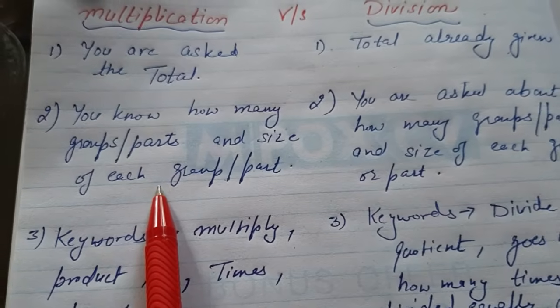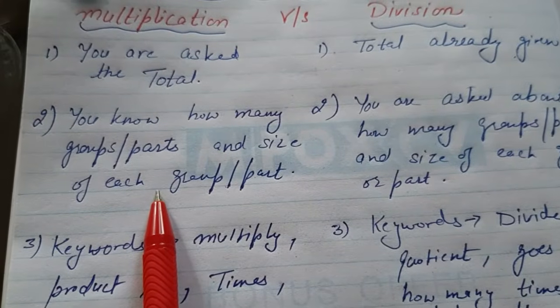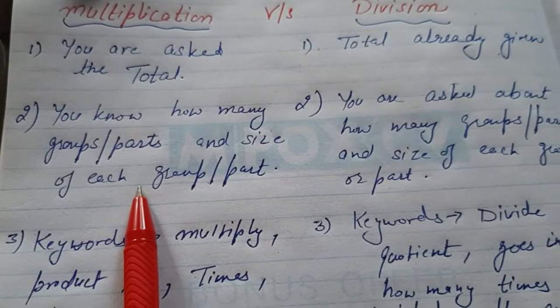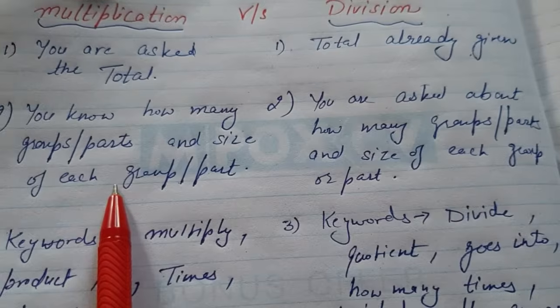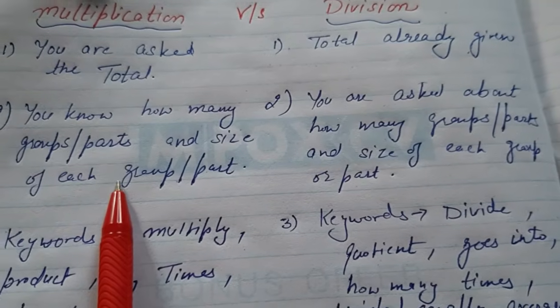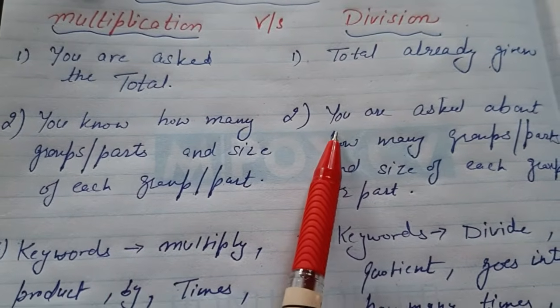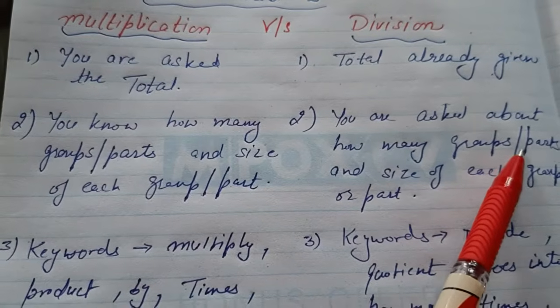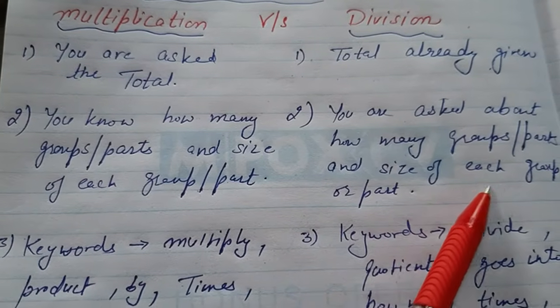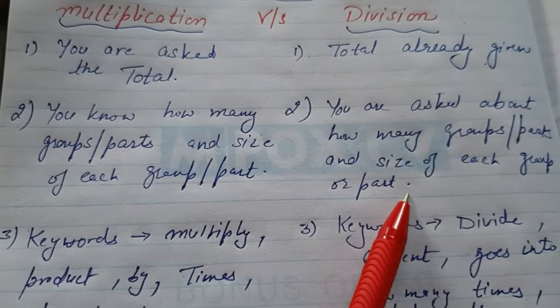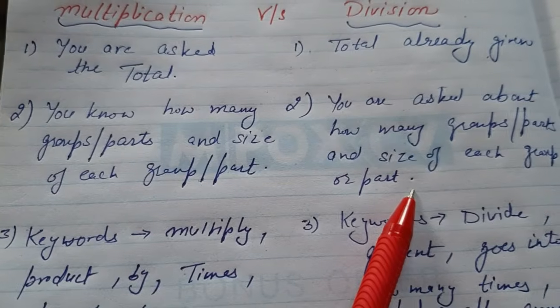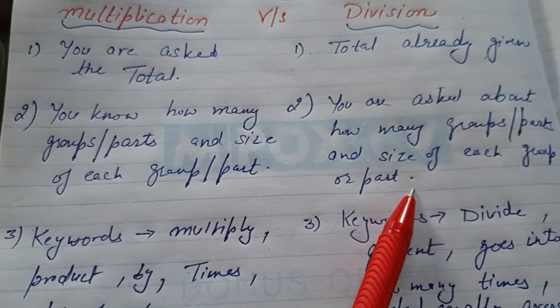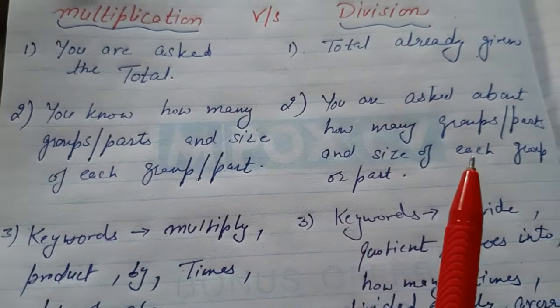Second is, you know how many groups or parts and the size of each group or part. In multiplication questions, you know how many groups there are, how many parts there are, and the size of each group and each part, that is given. But in a division question, you are asked about how many groups there are, how many parts there are, and the size of each group or part, that will also be asked. I will discuss one question with you so that you can understand.